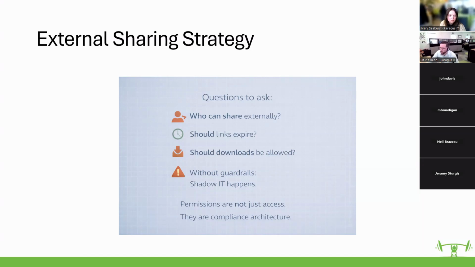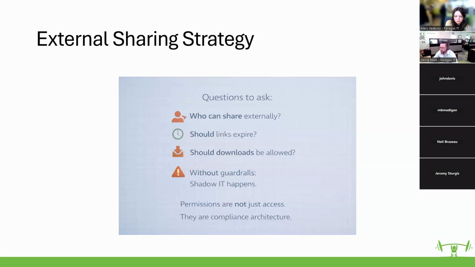The second question is whether shared links should expire. Permanent access links may feel convenient, but they create long-term exposure if not revisited. Expiration policies create natural checkpoints and reduce the likelihood of forgotten access lingering for many years. Similarly, should downloads be allowed when sharing externally? In some cases, view-only access is appropriate. In other cases, edit permissions or download permissions may be necessary. The key is that these decisions should be deliberate, not accidental or just using defaults.